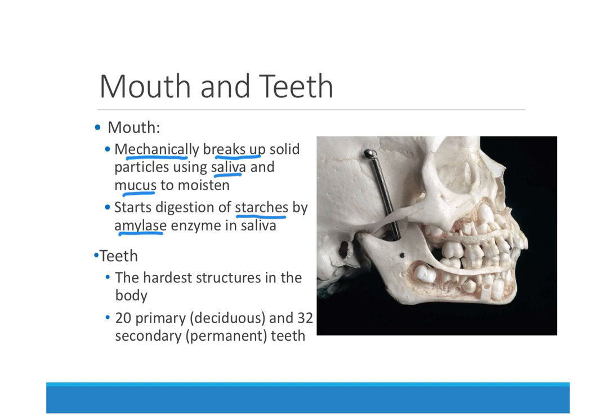And if you chew on something sort of plain like a saltine cracker long enough, you can taste some of that sweetness coming out. Now, this physical, mechanical breakup of solid food is greatly aided by your teeth. Your teeth are the hardest structures in the body. They are essentially bone with an enamel coating, and that enamel coating on the outside is what makes them so hard.